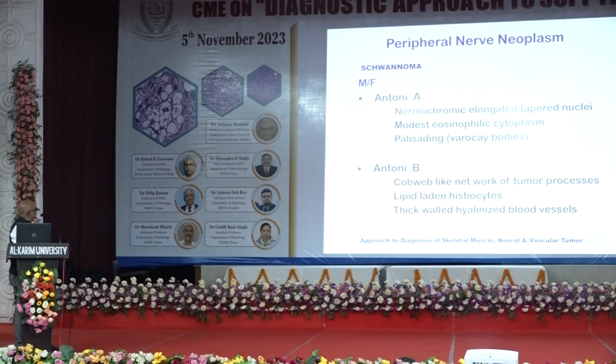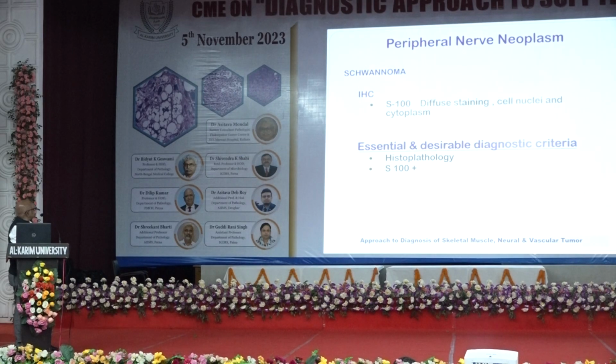Antoni B is a loose area, a cobweb-like network of tumor processes with lipid-laden histiocytes and thick-walled hyalinized blood vessels. S100 is diffusely staining the cell nuclei and cytoplasm both. So the essential and desirable diagnostic criterion is that histopathology alone can diagnose this schwannoma. And if you are doing IHC, S100 is always positive.